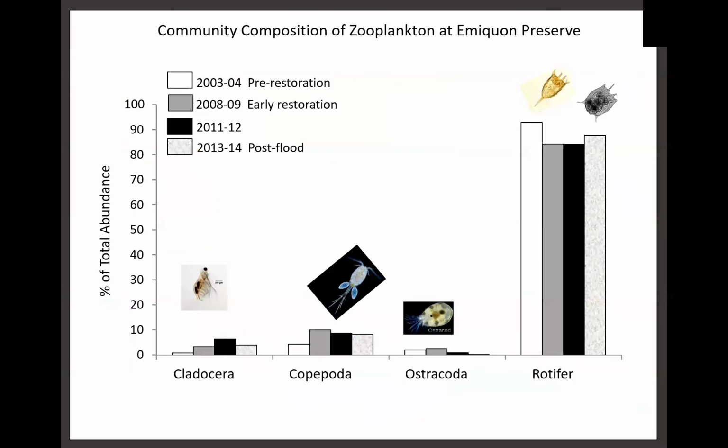Just for some context, we've been monitoring the zooplankton at Emiquon for many years, prior to and after the restoration. This slide shows a snapshot of the zooplankton community composition at Emiquon. As you can see here, rotifers dominate in terms of abundance. They generally comprise about 80 to 90% of total zooplankton abundances.